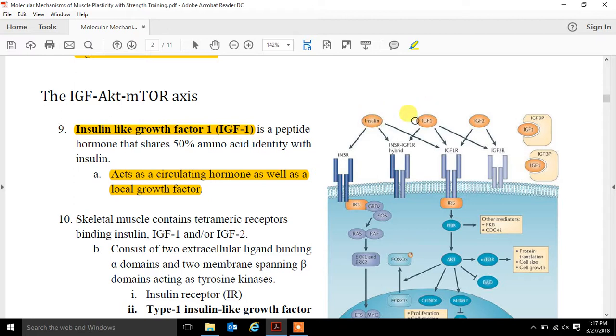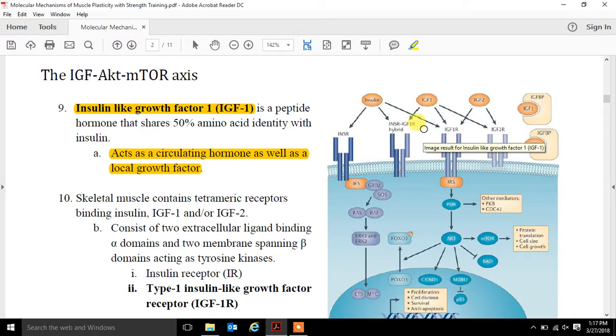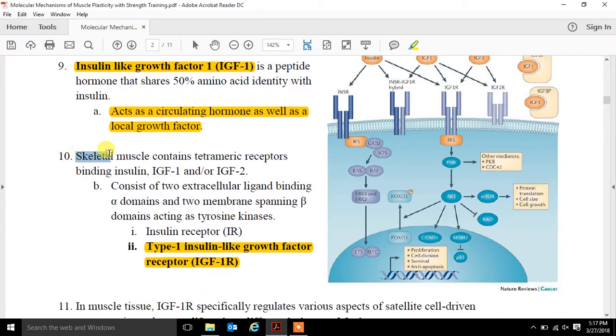So here's insulin, here's IGF-1, there's other insulin-like growth factors, so here's IGF-2, and they all interact with, here's our insulin receptor, and here's our insulin-like growth factor receptor, so IGF-1R. So we see this in skeletal muscle, which contains receptors that bind to insulin. We've already mentioned that in the glucose lecture, and IGF-1 and/or IGF-2.